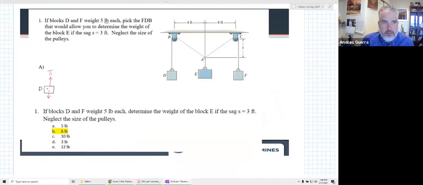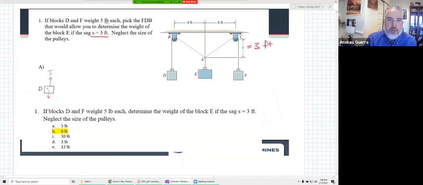It's all going to be multiple choice here. And even the very first problem here, where maybe we would ask you to draw a picture, you're actually asked to just pick the FBD that would allow you to determine the weight of the block E if the sag S is equal to 3 feet. So here's our S over here, equal to 3 feet. And we tell you to neglect the size of the pulleys. I don't show all the choices here because I'm just going to focus on drawing the FBD and the process for going through and drawing that FBD.